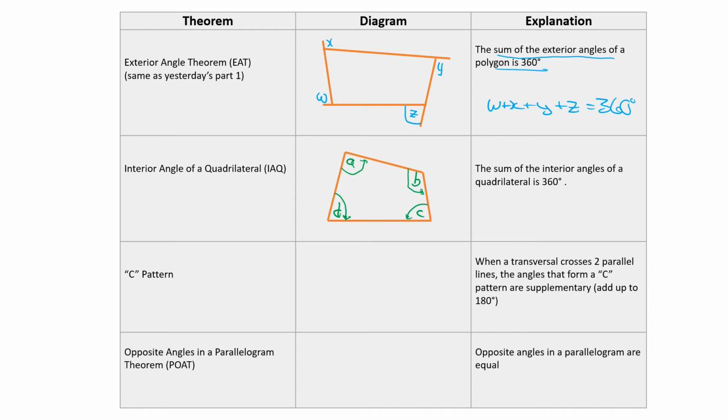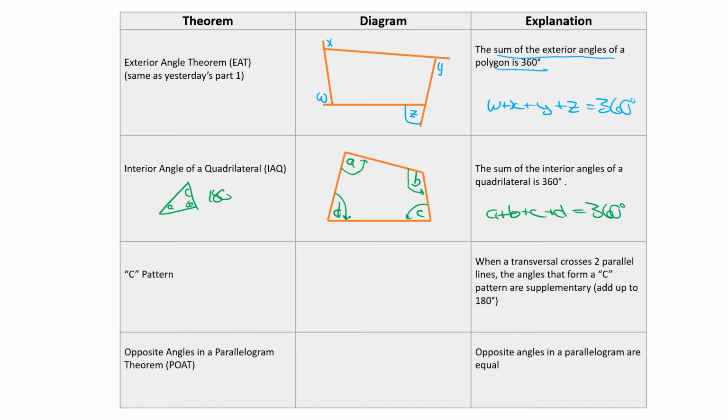The sum of the interior angles is 360 degrees. So A plus B plus C plus D in this case is 360, very similar to the theorem we just did above. Not the same as the triangle one. Remember, in the last lesson, the interior angles of a triangle, A, B, C, were equal to 180. So this one is equal to 360.